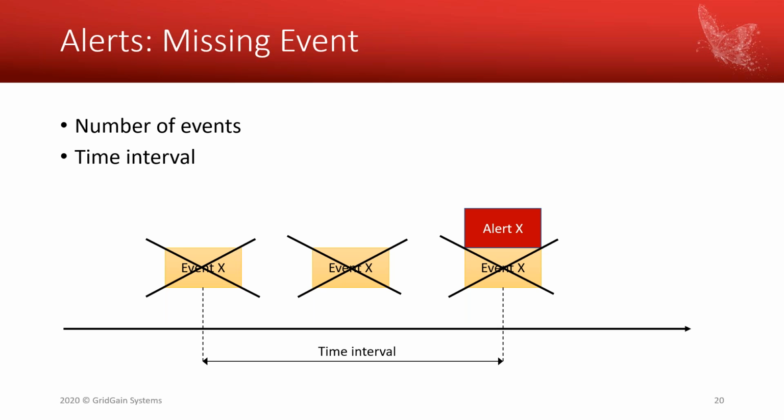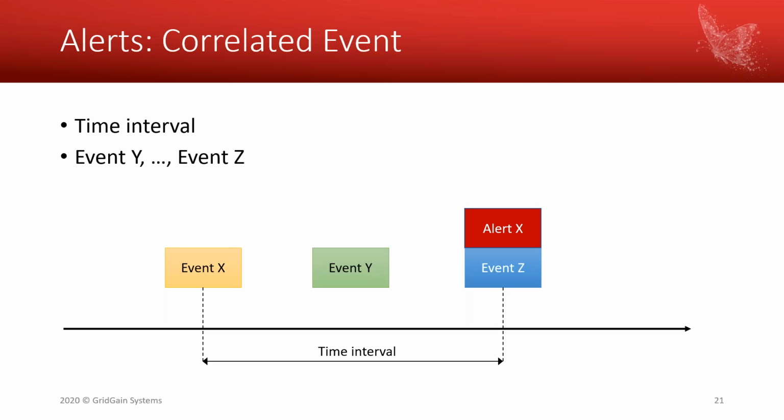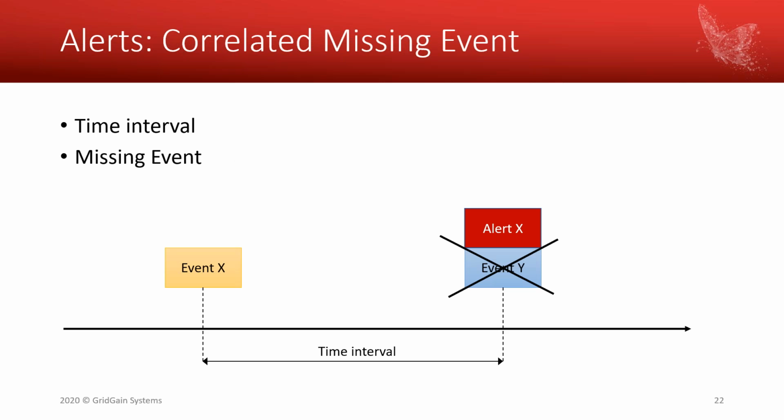Missing event. This is when you do not detect one event or many events over a specified time interval. In this case, you open an alert. Correlated event. This is when you detect a sequence of different events over some time interval. In this case, you open an alert. And correlated missing event. So when you see some event but don't see another event over some time interval, you create an alert.